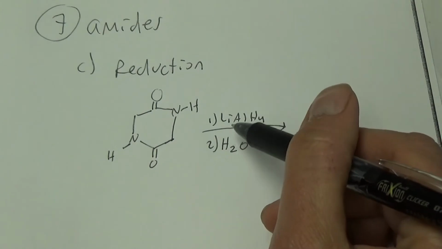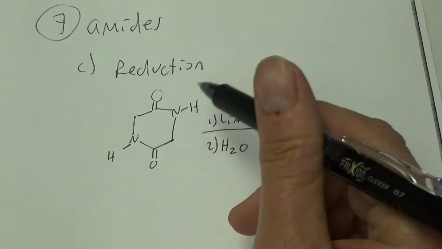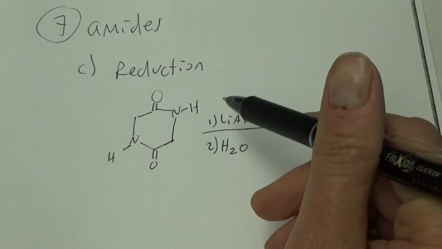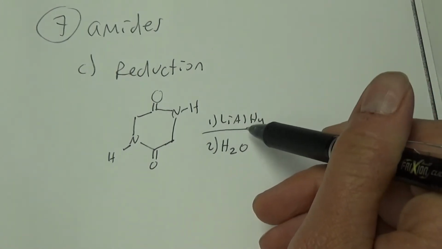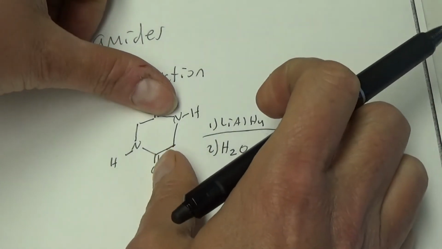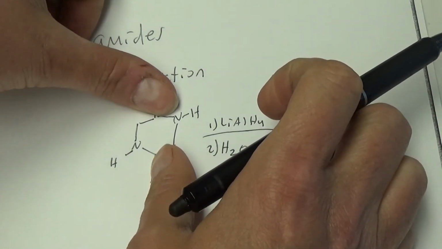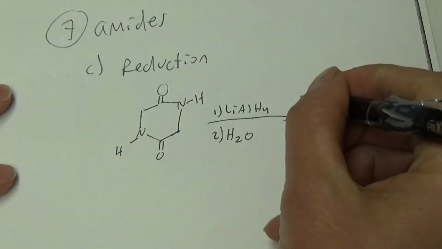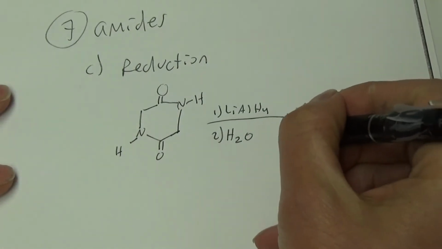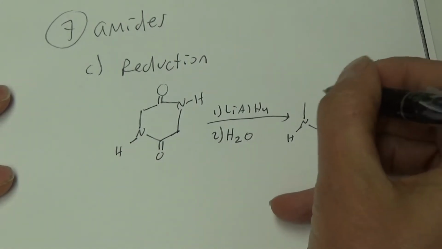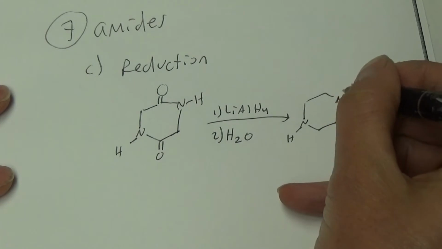Does this cleave the amides to make like amines and alcohols or something? Or what did we say that lithium aluminum hydride does? It just wipes off the double bond O's, right? It just wipes away the double bond O's. So that's easy. Now you have a diamine.